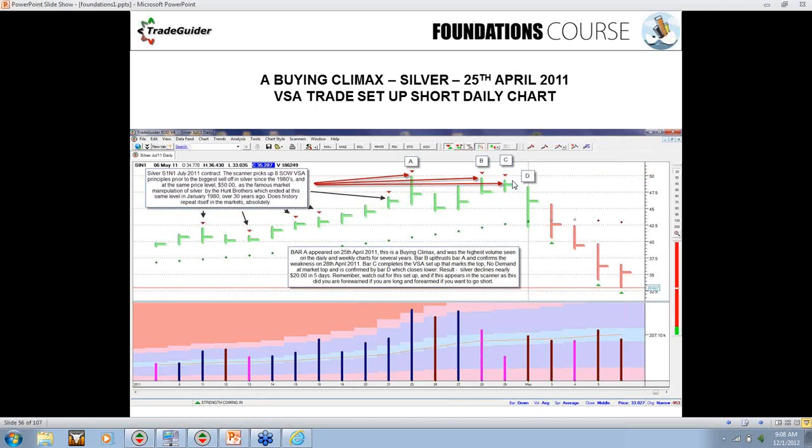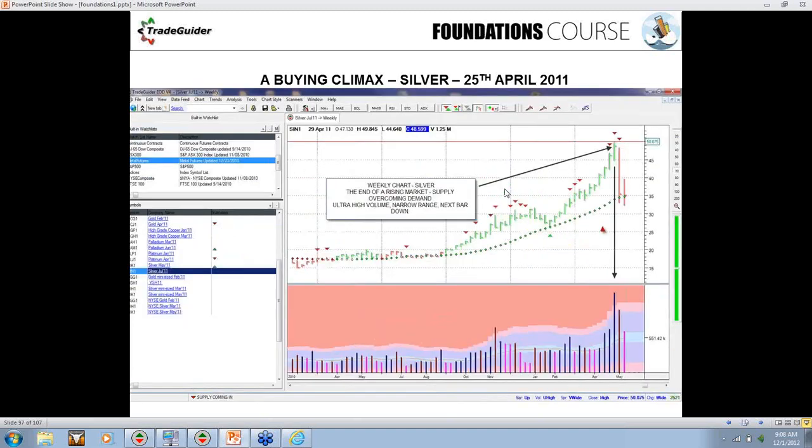Bar D confirms the weakness, and the result is the biggest one-day fall in silver seen for years. That was a very profitable trade. And the reason is it's all there. And you'll note that the week before silver fell, we had 3 or 2 indicators that form part of a sequence. And now silver's currently trading around this level again, around 34. So if we see no demand in the next few weeks, we can expect it to fall.